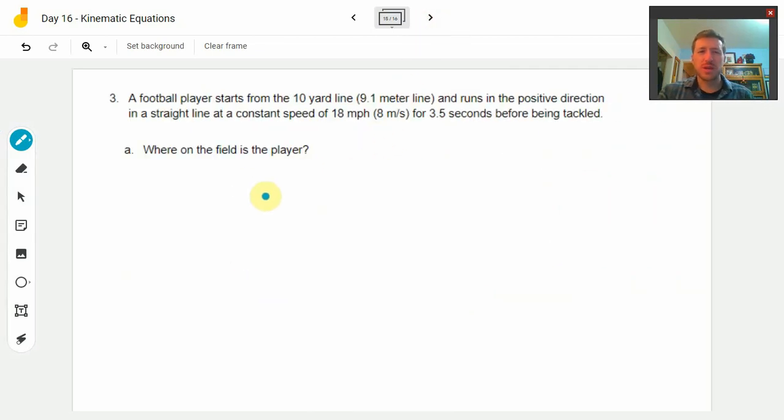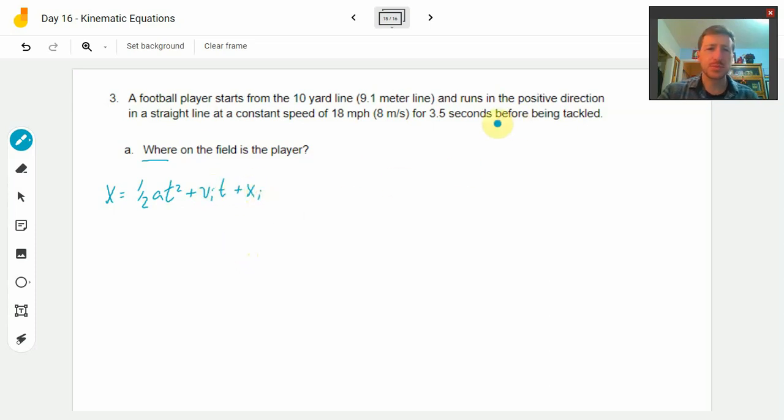And then problem number 3. So here we've got a football player who's starting from the 10-yard line and runs in the positive direction in a straight line at a constant speed of 18 miles per hour for 3.5 seconds before being tackled. And we want to know where on the field is the player, right? So we're talking about position. Position is equal to 1/2 the acceleration times the time squared plus the initial velocity times the time plus the starting position.